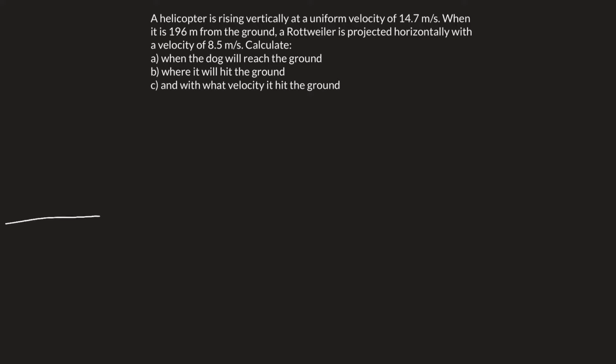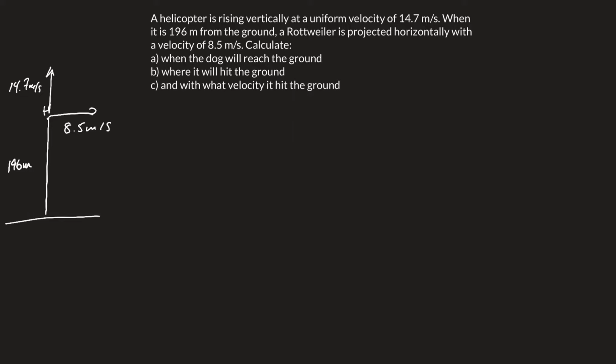So if this is our ground, we have our helicopter up here. This is 196 meters high. And then our dog is going for a ride this way at 8.5 meters per second. And let's not forget that the helicopter doesn't stop, so it is rising continuously. So there is a vertical component to velocity as well, 14.7 meters per second.